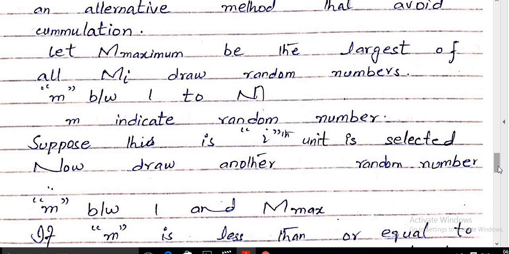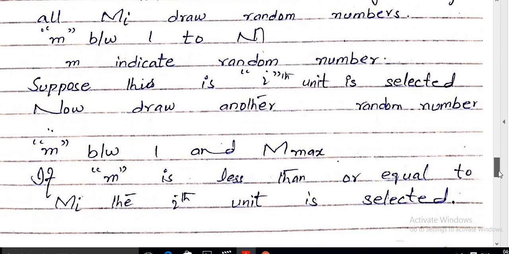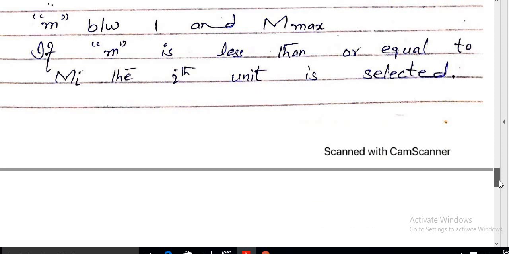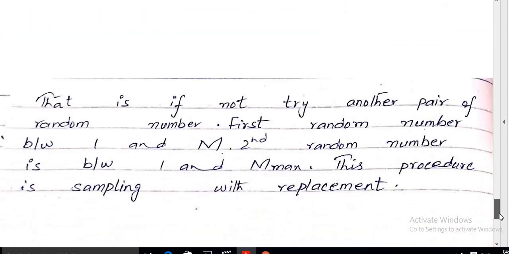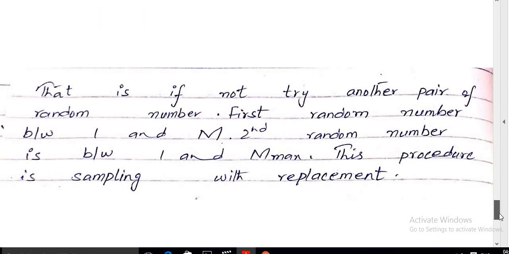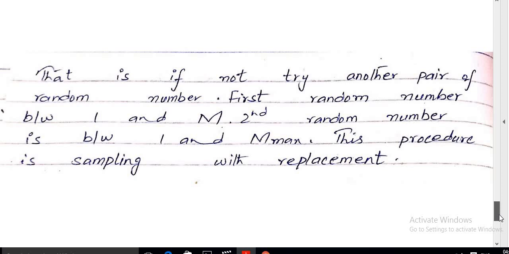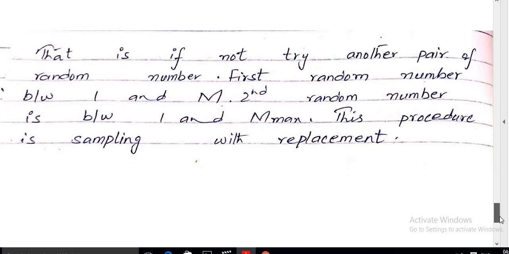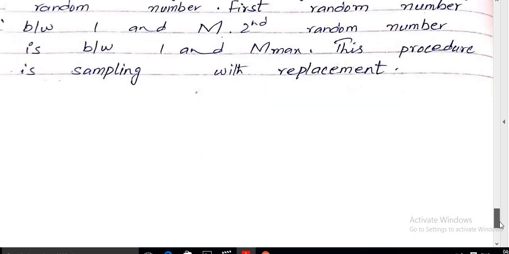Now draw another random number M between 1 and M maximum. If M is less than or equal to Mi, the ith unit is selected. If not, try another pair of random numbers: the first random number between 1 and N and the second random number between 1 and M maximum. This procedure is sampling with replacement.